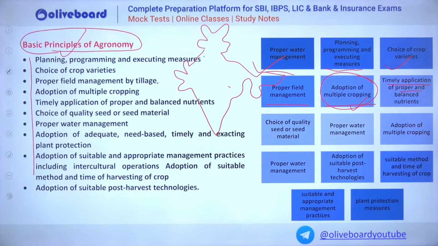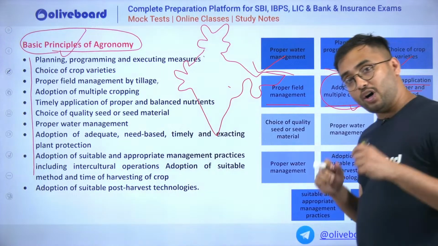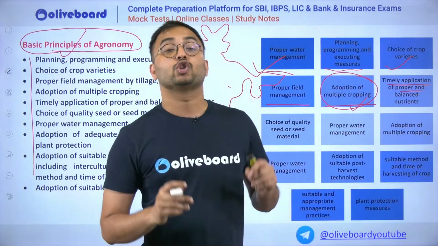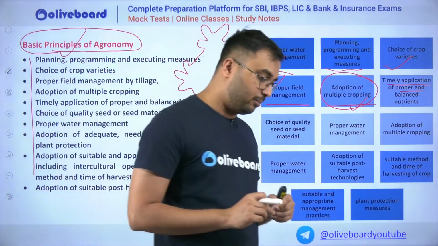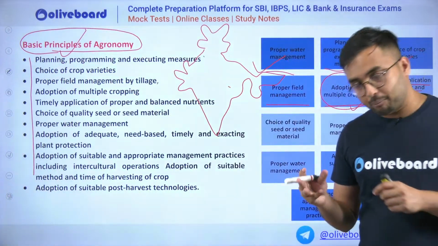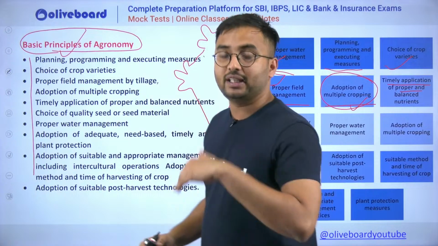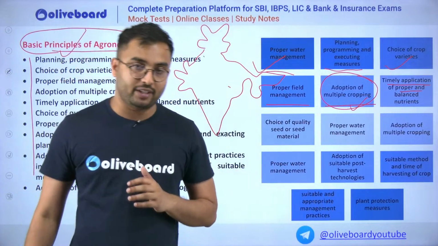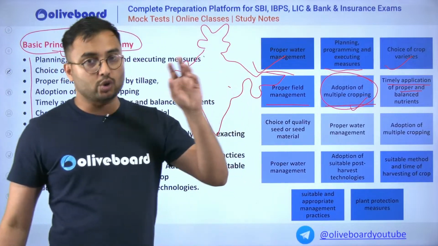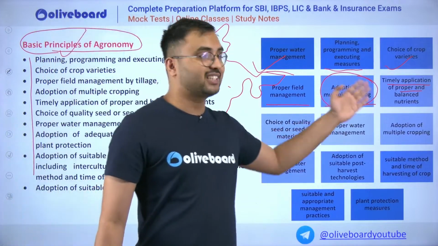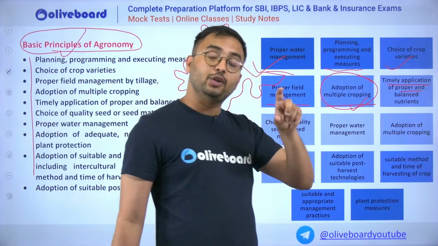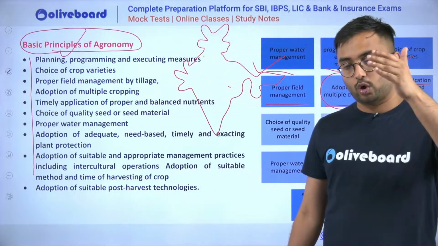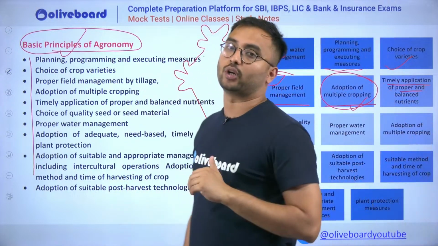Timely application of proper balanced nutrients. We all have heard about the scheme Soil Health Card, SHC. What is the Soil Health Card scheme? Farmers can take a sample of their soils, go to the scientific soil laboratories, give this sample, the soil can be checked, the nutrient assessment can be done, and a card will be given to them which shows the overall nutrient composition of that soil.